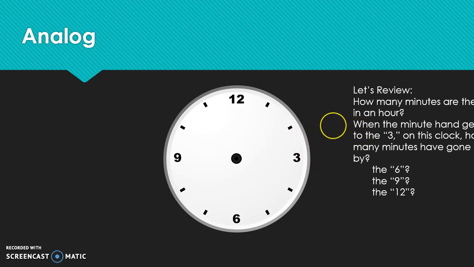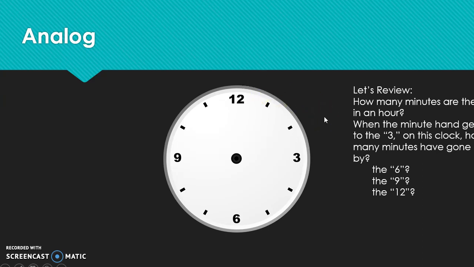If you guessed 30, you're right, because if we go from 15 minutes to 3, and then another 15 minutes down to the 6, and then another 15 minutes over to the 9, so that would be 45, because 15 plus 15 plus 15 is 45. Once you get up to the 12, that has been 60 minutes.